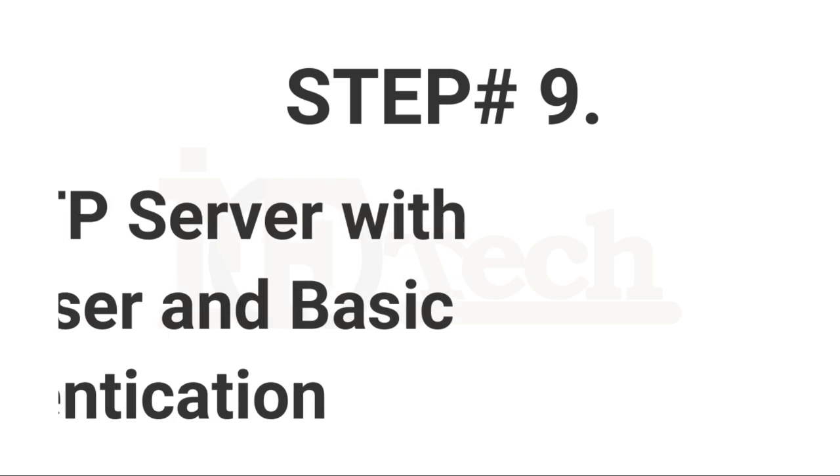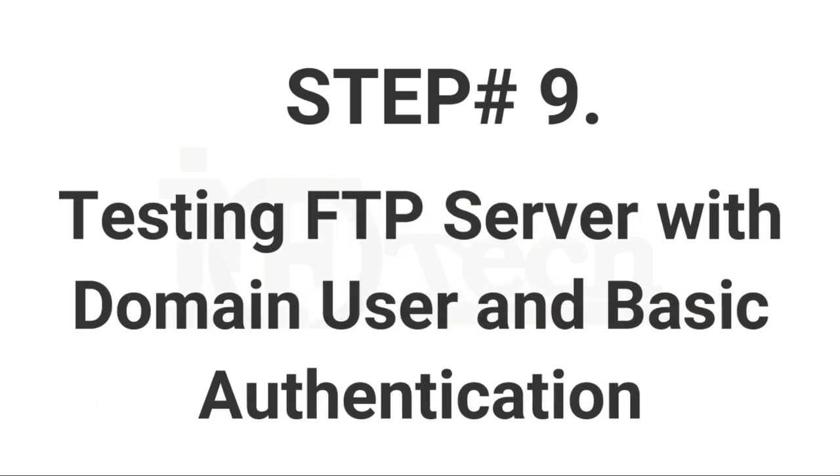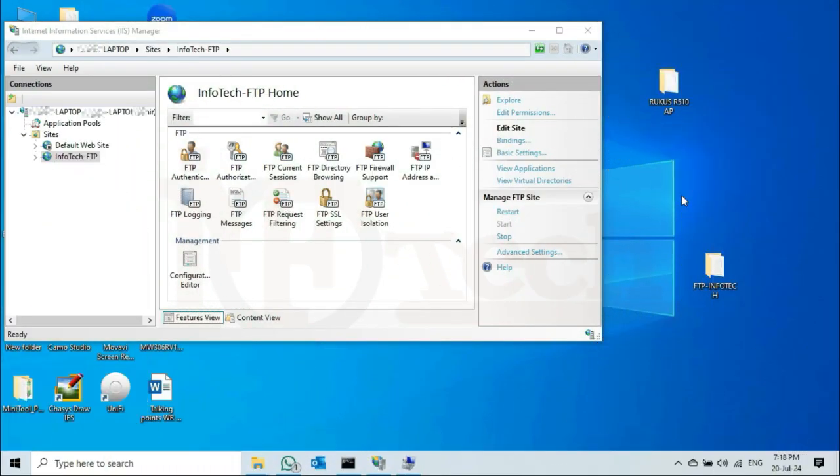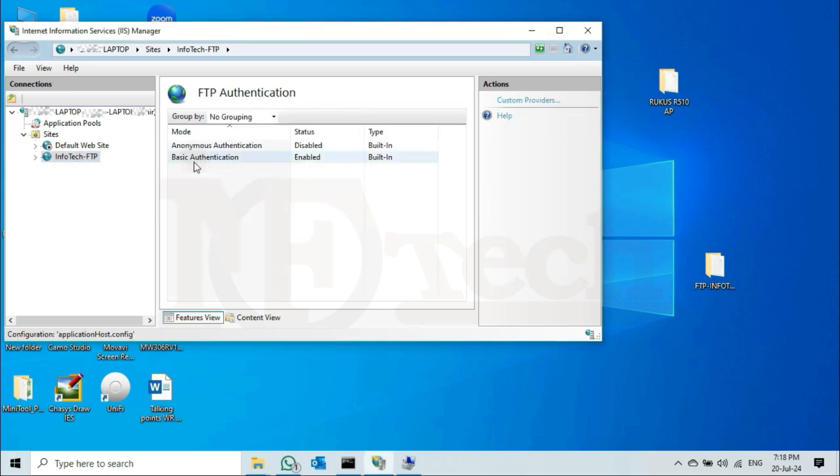Step number 9. Testing FTP server with domain user and basic authentication. In this step, we will learn how to allow a domain user with basic authentication and specific permissions to access this FTP server. To do this, I will go to the IIS Manager, and then, I will click on my FTP site. On the right side, open the FTP authentication.